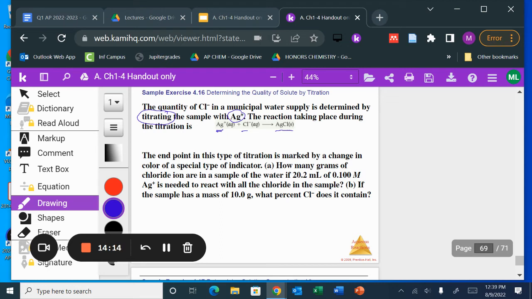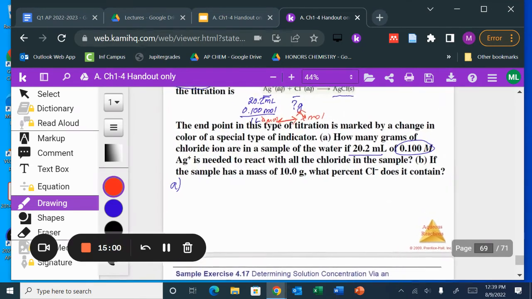How many grams of chloride ion, so you're going to go question mark, grams, are in the sample of water if 20.2 milliliters of 0.100 molar Ag+, so I'm going to write 0.100 moles for every 1 liter, is needed. Again, you're going to write this as moles per liter. Okay, so you're just going to do stoichiometry. No, I'm sorry, you're going to go to moles first, and then you're going to go to the right and then up, because you don't know what the grams is. So let me start that problem. Go ahead and pause the video and see if you can do it yourself.